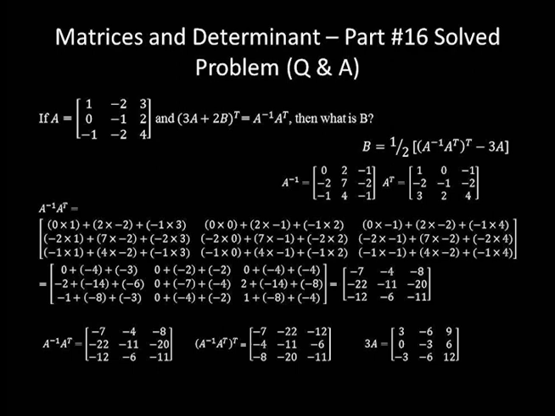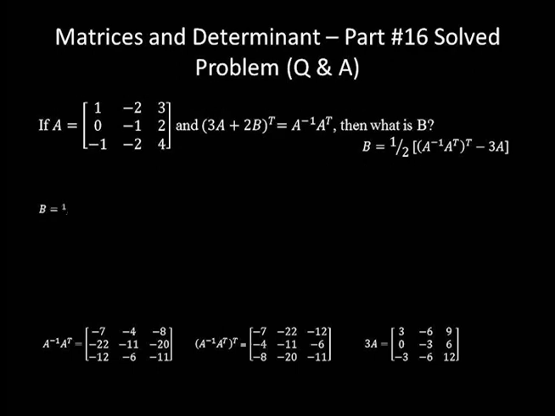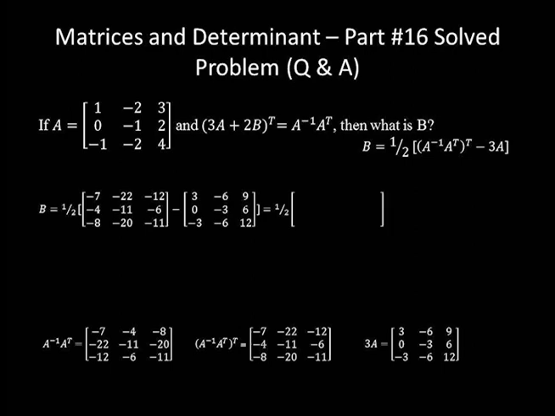Now, we found all unknowns of the equation. So we can solve for matrix B by subtracting 3A from the transpose of A inverse times A transpose, and multiplying the resultant matrix by 1 over 2. That's matrix B equal to 1 over 2 times the transpose of A inverse times A transpose, which is this 3 by 3 matrix, minus 3A, which is this 3 by 3 matrix, all multiplied by 1 over 2.